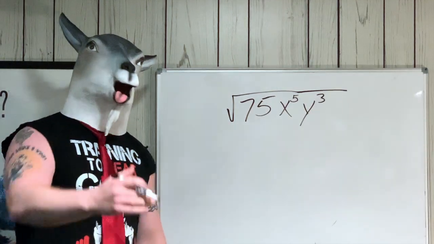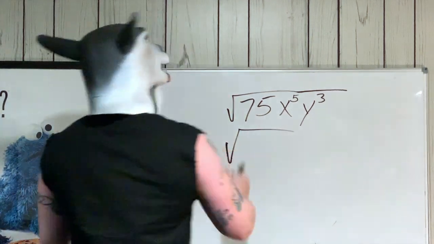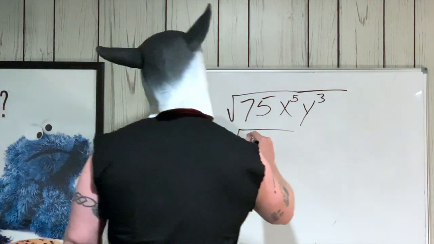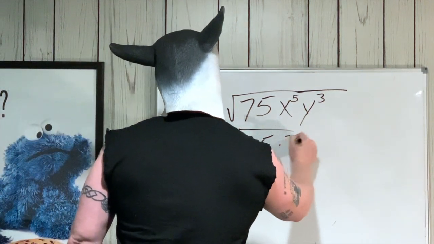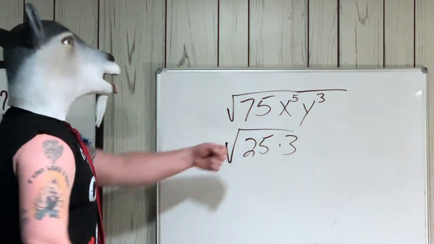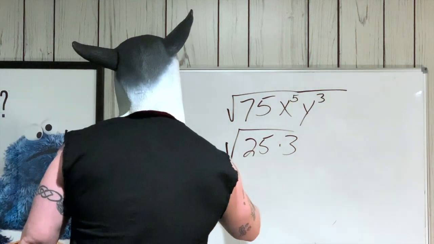All right, so when we do that, we're going to change this problem, right? So let's just look at the number right now. We're going to change the 75, and we're going to turn it into 25 times 3. Boom, what do you know? I can pull this out. I'm going to be done with it, right? So here we go. It's going to be 5.